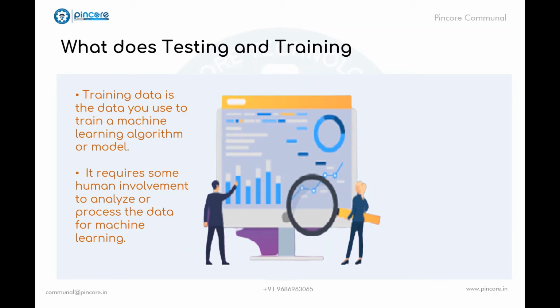Training data sets can include text, image, video or audio, and they can also be available in many different formats.